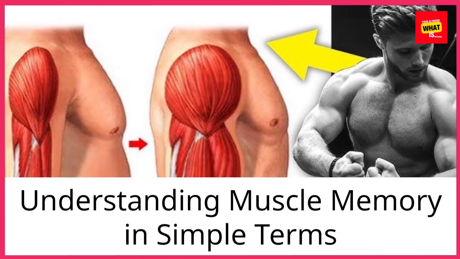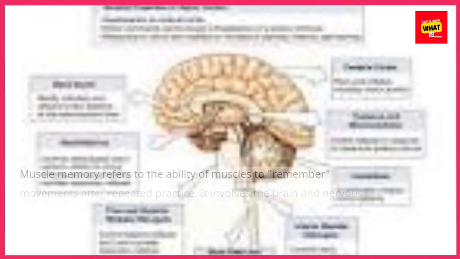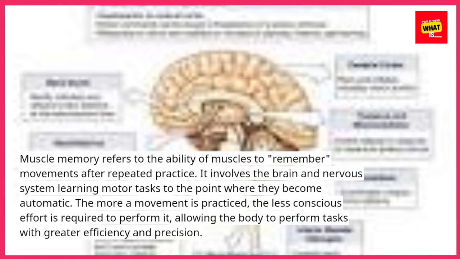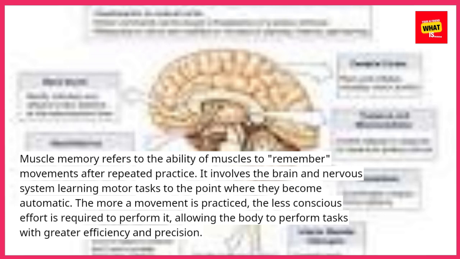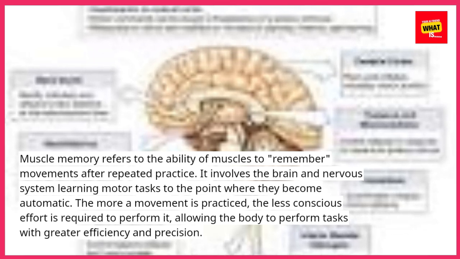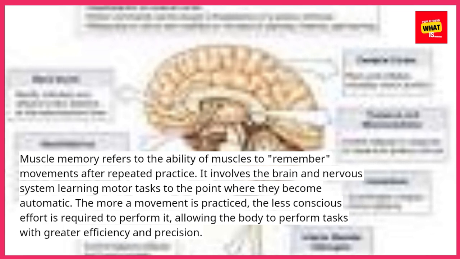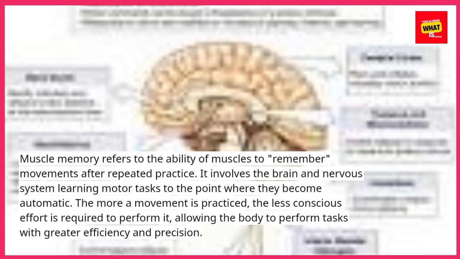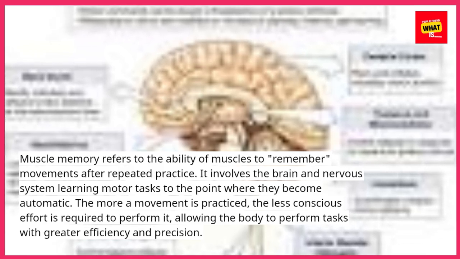Understanding muscle memory in simple terms. Muscle memory refers to the ability of muscles to remember movements after repeated practice. It involves the brain and nervous system learning motor tasks to the point where they become automatic. The more a movement is practiced, the less conscious effort is required to perform it, allowing the body to perform tasks with greater efficiency and precision.